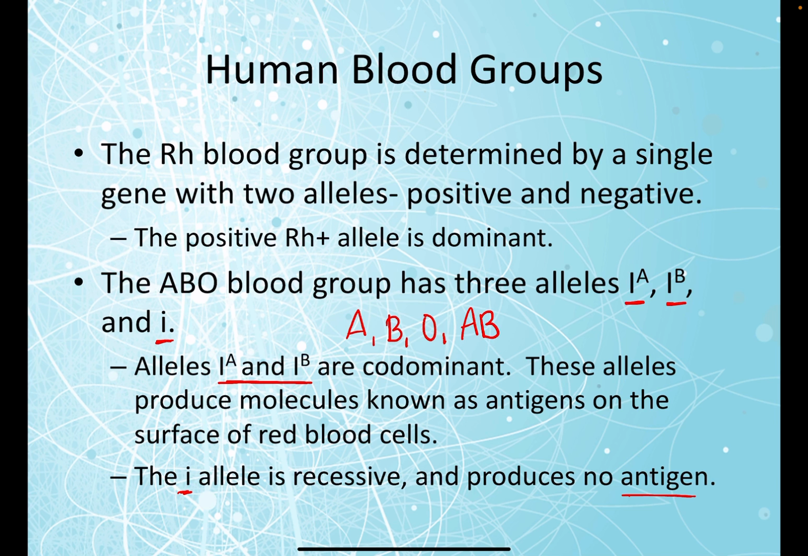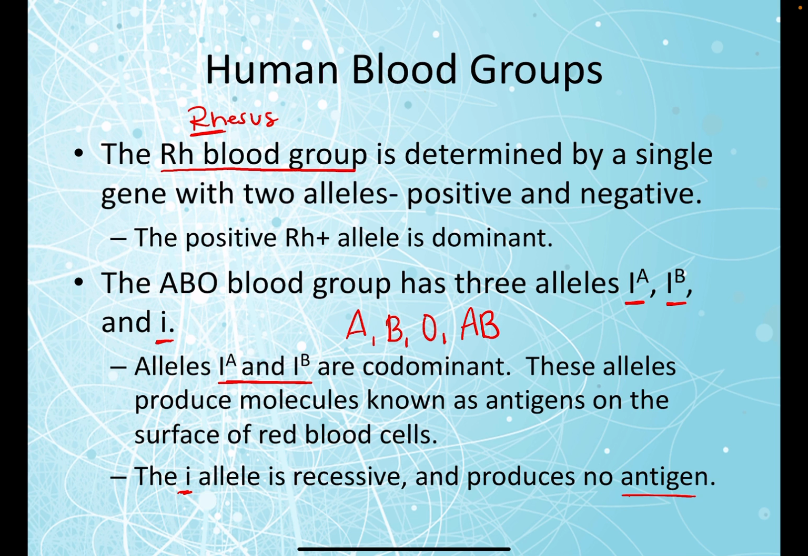Now, people always ask, what about the positive and negative? That's called the Rh factor. Rh was first discovered in rhesus monkeys, and that's where the Rh comes from. That's a different gene, okay? There's a gene that codes for blood type, and then there's a gene that codes for positive or negative. Those two genes are not really related per se, but they both code for different things about your blood. They may even be on completely different chromosomes.